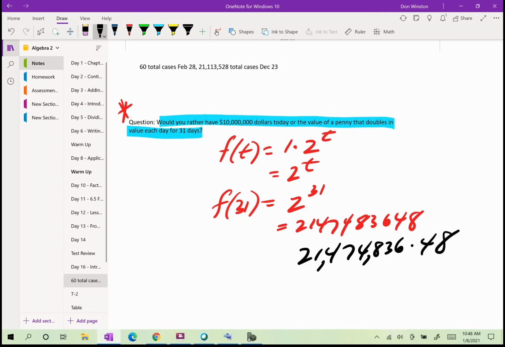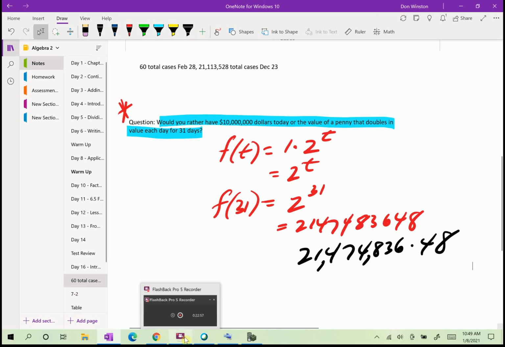So, what would you rather have? $10 million today, or $21,474,000 31 days from now? Okay. Provided you're going to be alive in 31 days, I will wait 31 days. Of course, it'd be nice to have $10 million either way. All right, so that's an introduction into exponential functions there.